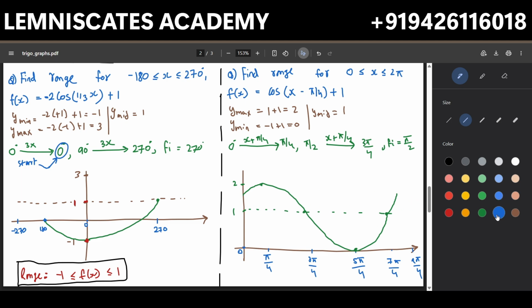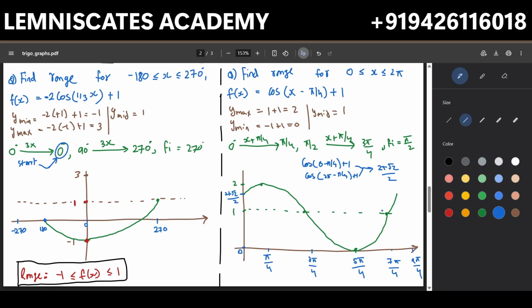It is not going till 2. It is going only till this point, which is 2 plus root 2 by 2. I've used my calculator to find cos of 0 minus pi by 4 plus 1 and cos of 2 pi minus pi by 4 plus 1, and both of them come out to be 2 plus root 2 by 2.